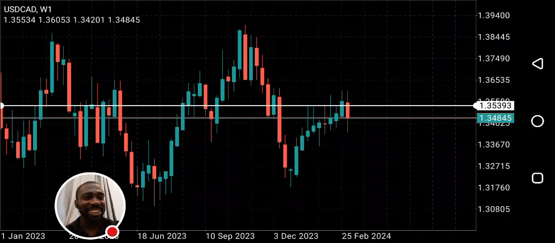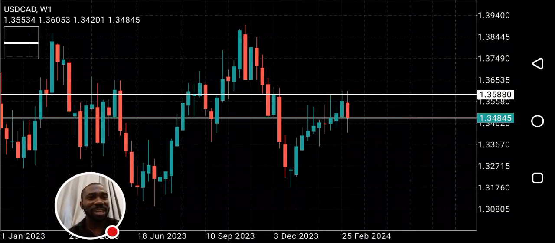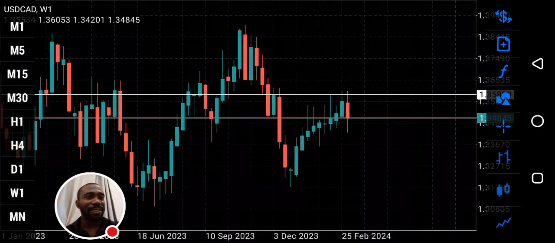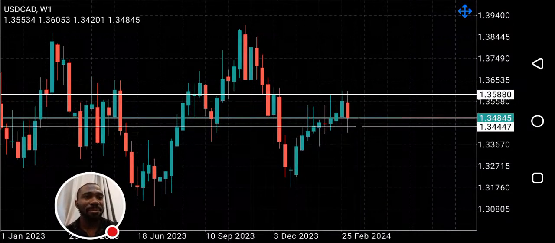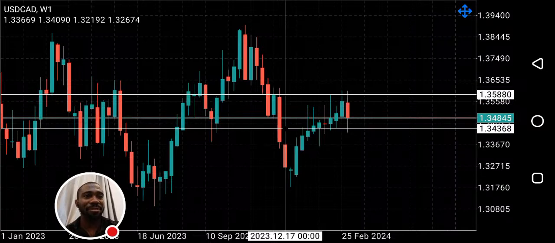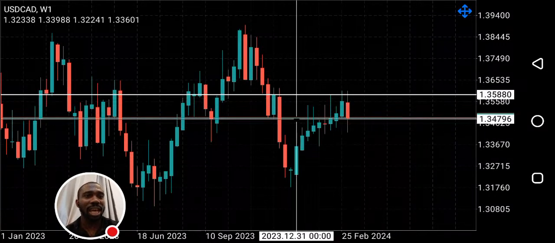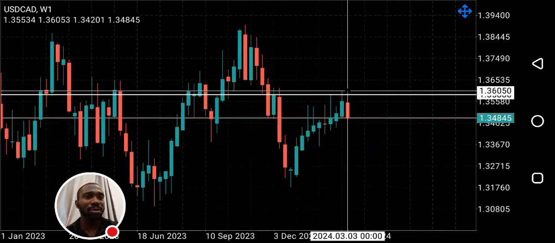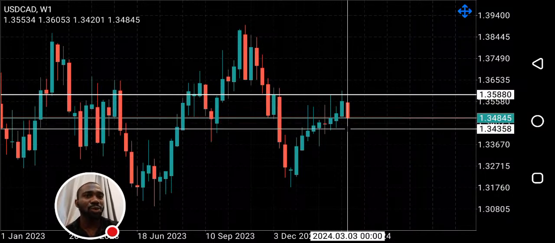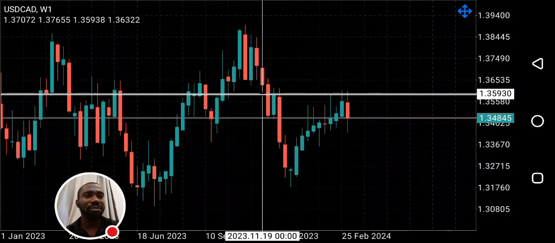On the weekly time frame, you can see this is the previous resistance. Price tested that resistance level. The reason for this bullish move was to clear liquidity at this previous high, and that they have achieved. Last week's candle closed bearish after clearing liquidity and testing this previous resistance.